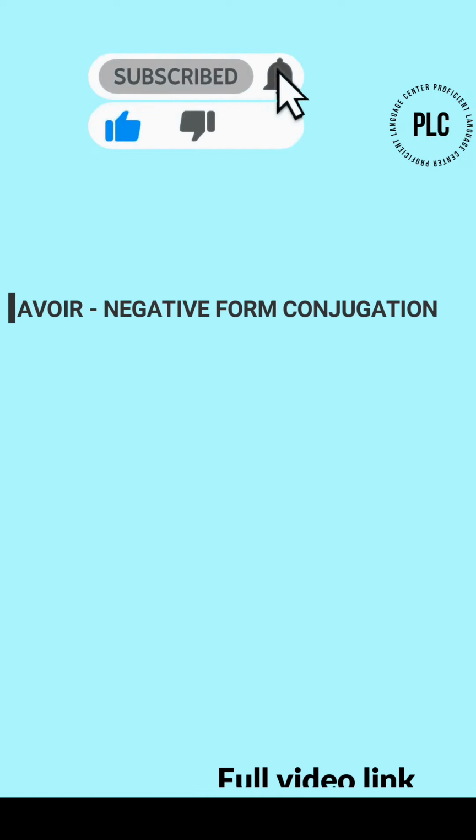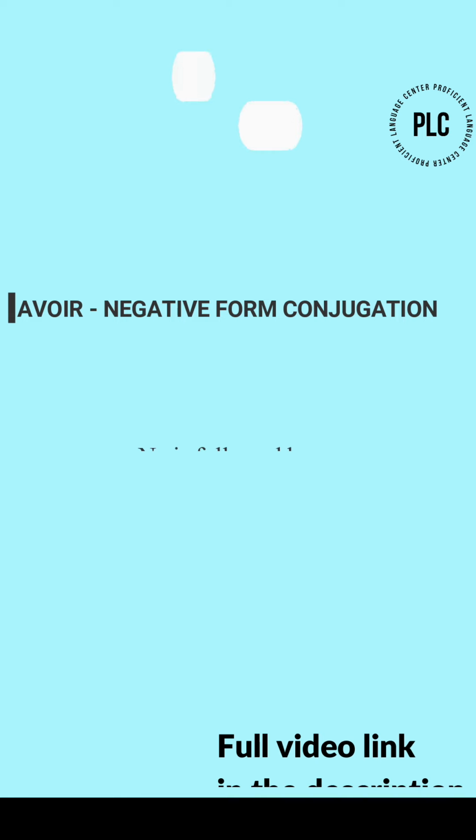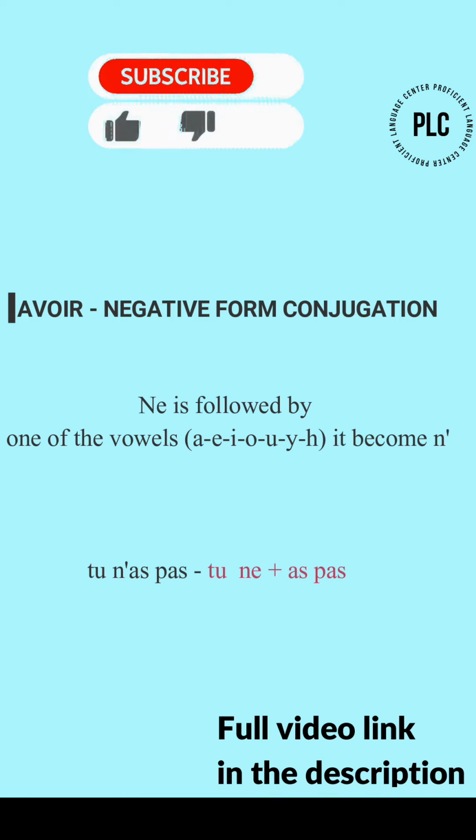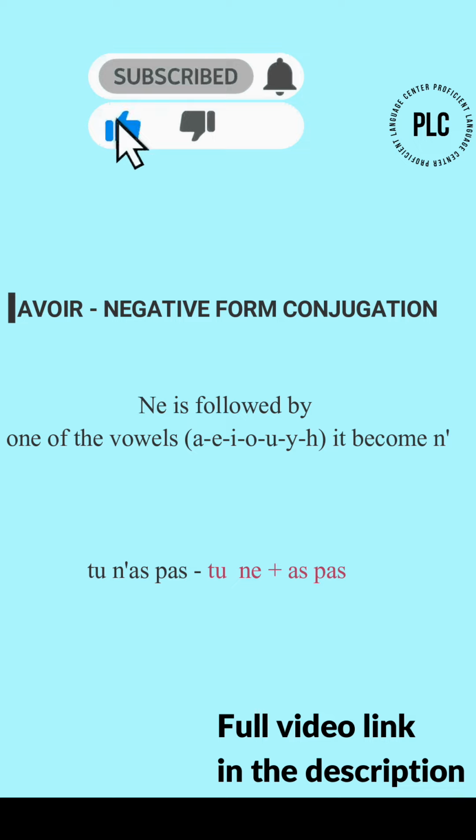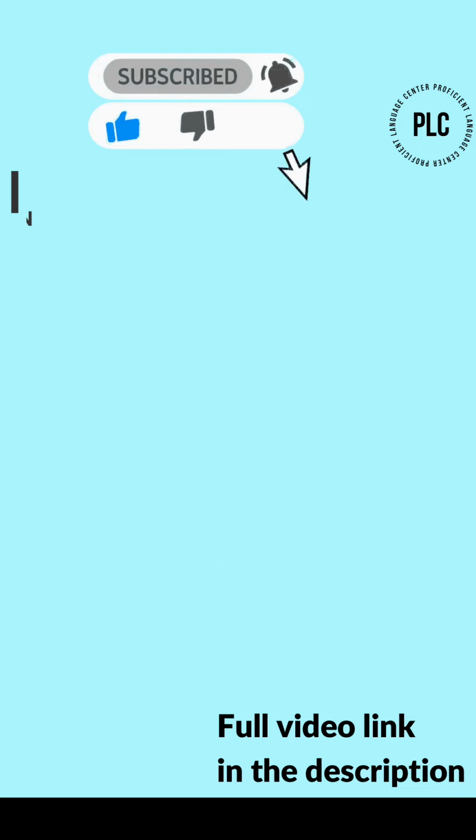Now let's see the negative form of avoir. Here you are saying I don't have. As you saw in J', when "ne" is followed by one of the vowels a, e, i, o, u, it becomes an apostrophe. Let's see the negative forms.